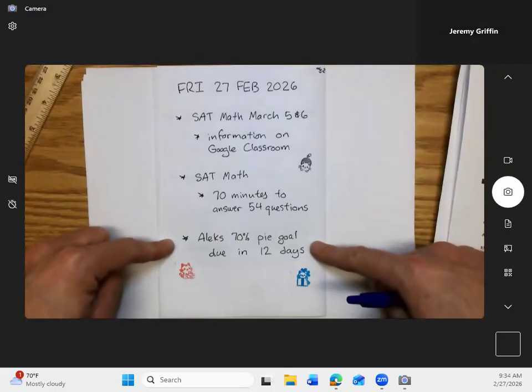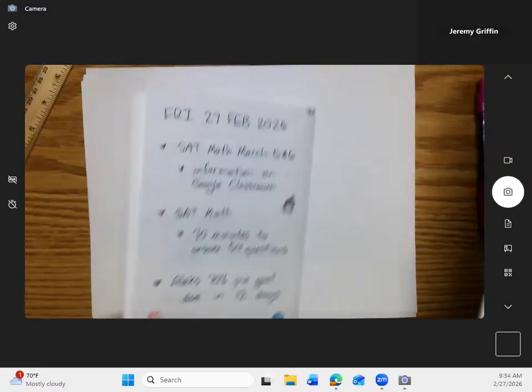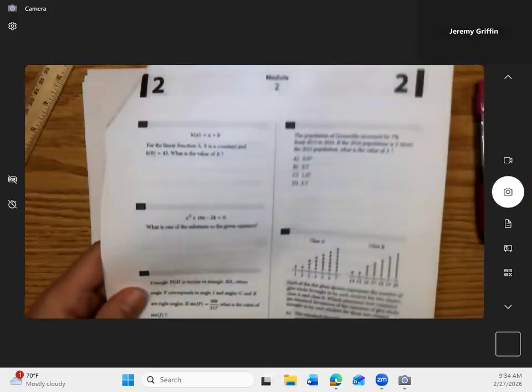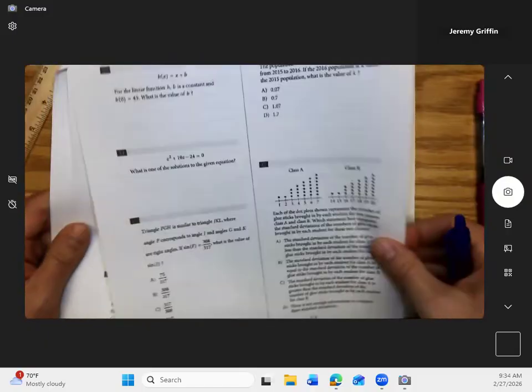Guys, what is due in 12 days? Alex, 70% final. Yeah, which some students got, and is working on that. Right, so yesterday, the last one we did was the standard deviation question. Right, so we're picking up from there.